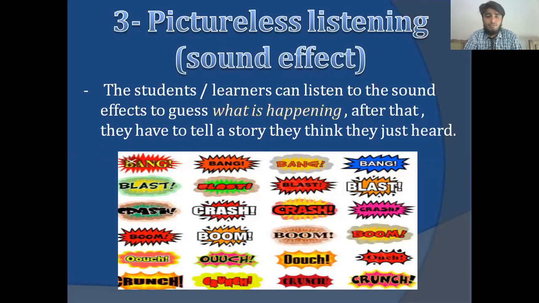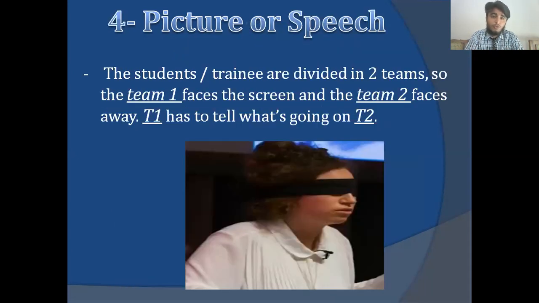Pictureless listening with sound effect. In this, the teacher or trainer plays a screen and covers the screen and asks the students what kind of sound effects these are. If there is a gunshot sound, students will definitely say gunshot. If there is a bomb blast sound, the students will definitely say bomb blast. If there is a punch sound, they will absolutely tell that the hero is punching the villain, etc. The fourth one, picture or speech.